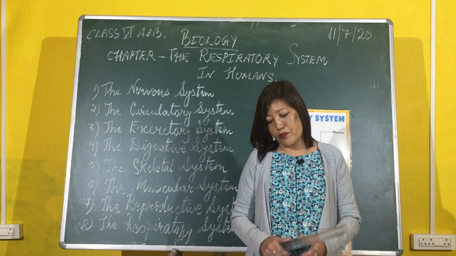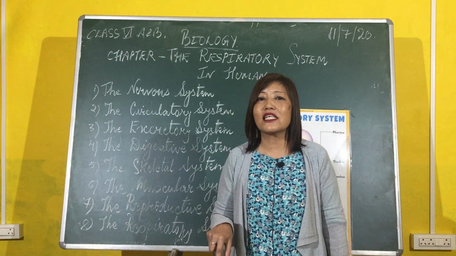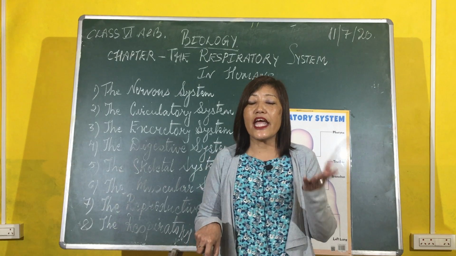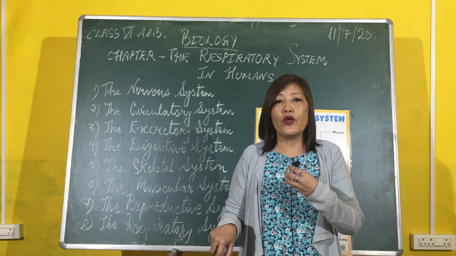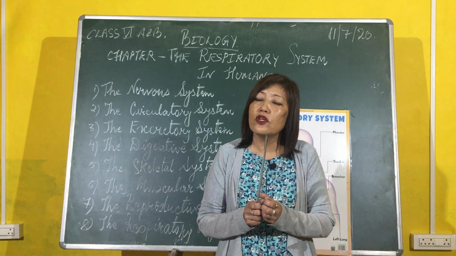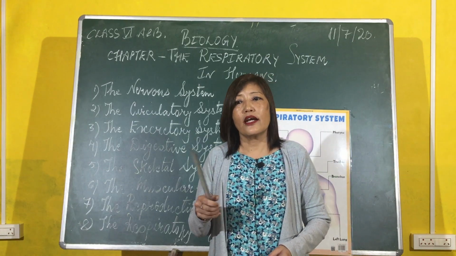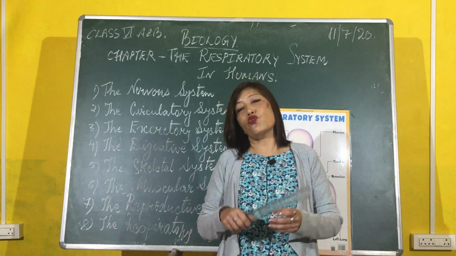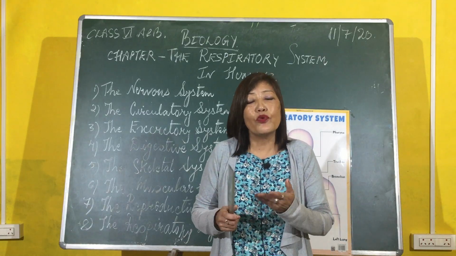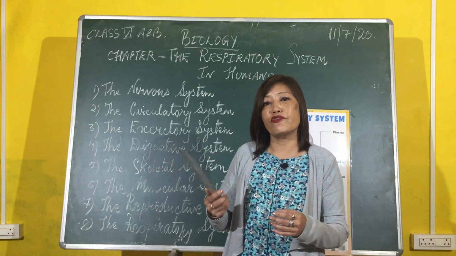Now, the second stage of respiration is internal respiration, also called cellular respiration. So, what happens in internal respiration? The air that we breathe in contains oxygen. That oxygen will combine with food. Then the food will oxidize and produce energy, carbon dioxide and water. Carbon dioxide and water are produced as byproducts. Since we do not need carbon dioxide, it will be eliminated or removed from the body.